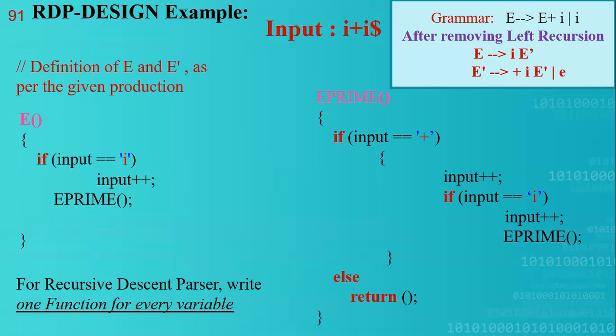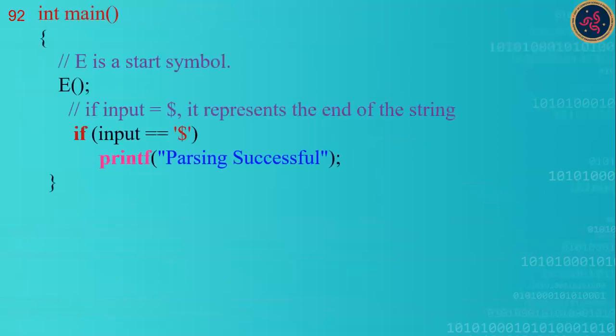So if you are writing a program, I have written a main. Inside the main, the first statement should be the function call to the start symbol. Here the start symbol is E.